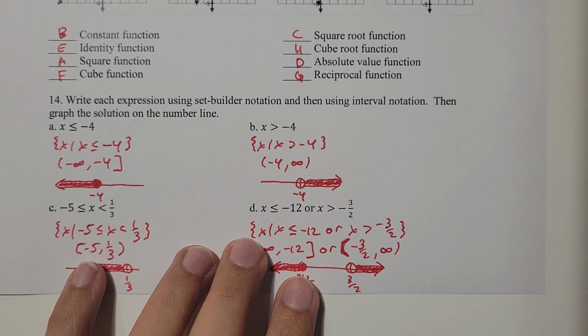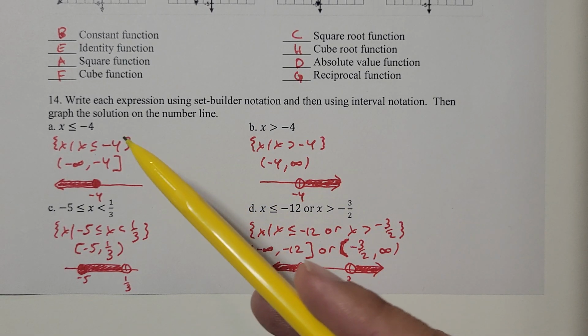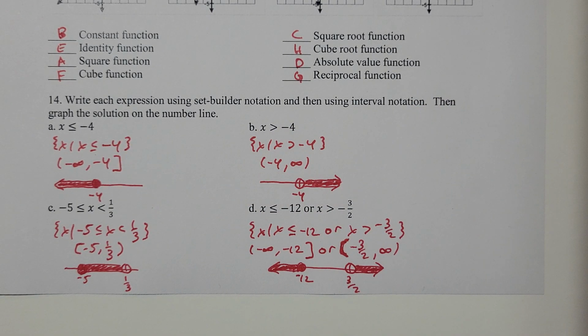The next thing, so we need to get some practice writing groups of numbers either as sets or as intervals. Okay, so in these problems, I want us to write each expression using set builder notation and then using interval notation. And then we'll graph the solution on the number line. Part A, I have x, which is less than or equal to -4.